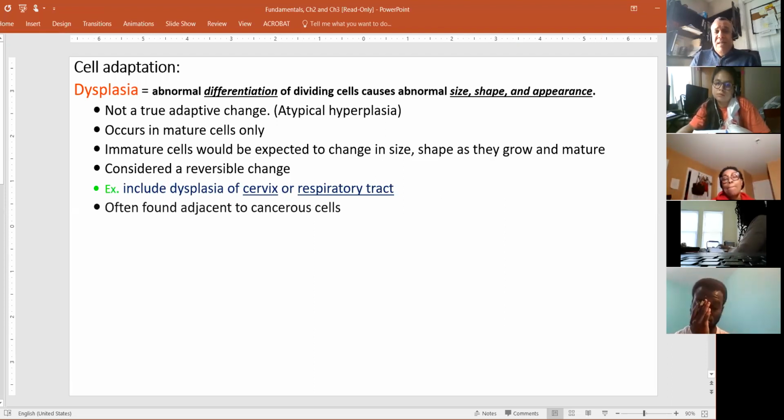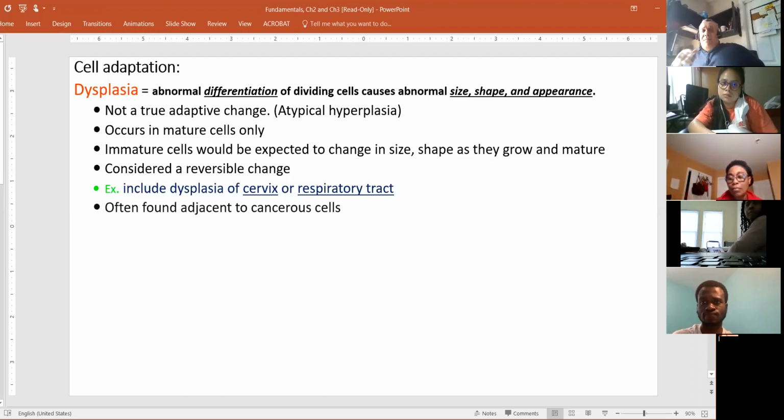So the dysplasia, we said that the new dividing cell resulting from the cell division is now different in terms of size, shape, and appearance. And the dysplasia only occurs in mature cells. At this point, the dysplasia is reversible. It's not permanent, it's not going to result in a permanently abnormal cell. It can reverse itself and go back to normal.